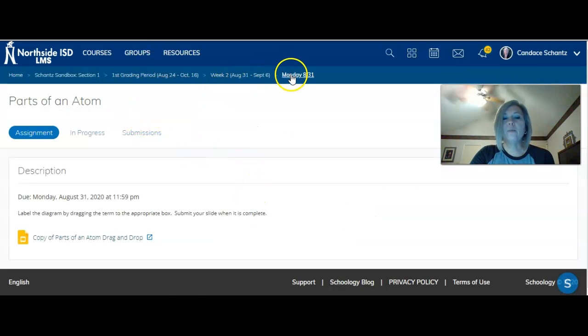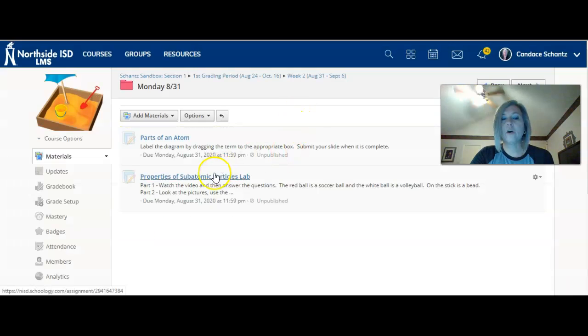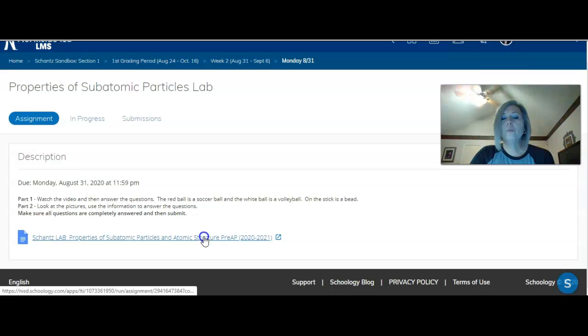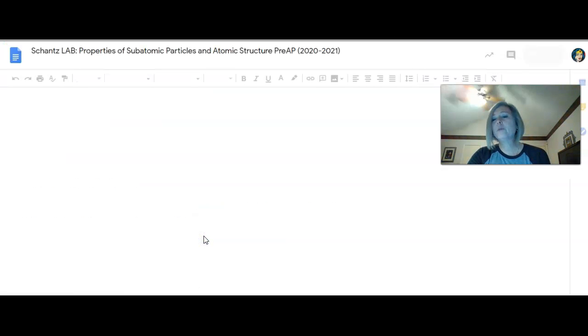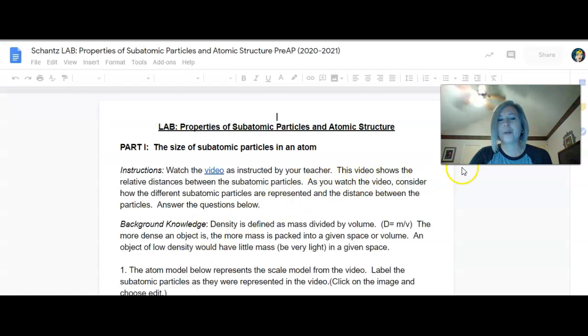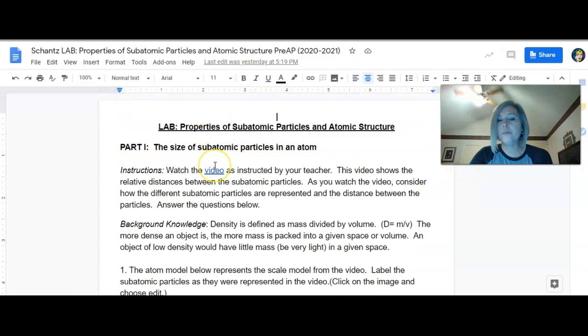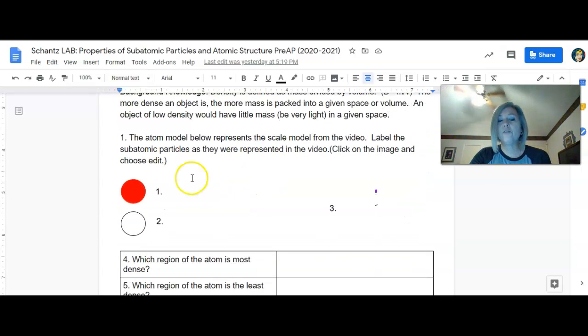When you have finished that, you're going to be working on the properties of subatomic particles lab. When you open your lab, there are going to be 2 or 3 parts depending on which copy you're working on. For the first part, you're asked to watch a video. The video is linked right here. That video is going to go over the scale model of an atom, comparing the location of the nucleus and the first energy level that would have electrons. So you're going to watch that video and use that information to answer part 1.